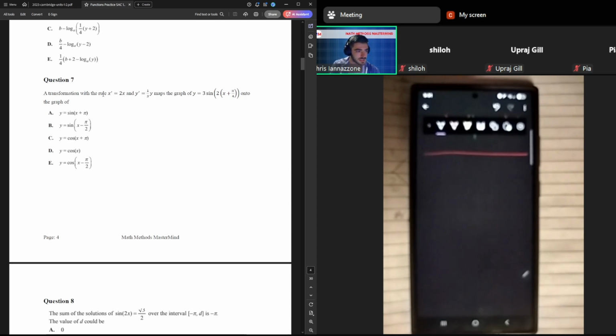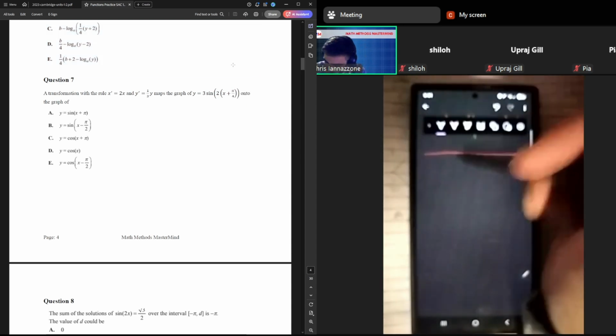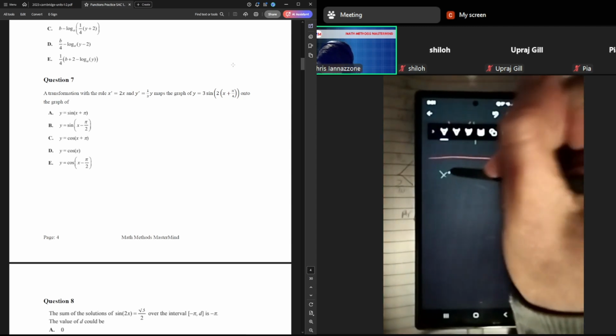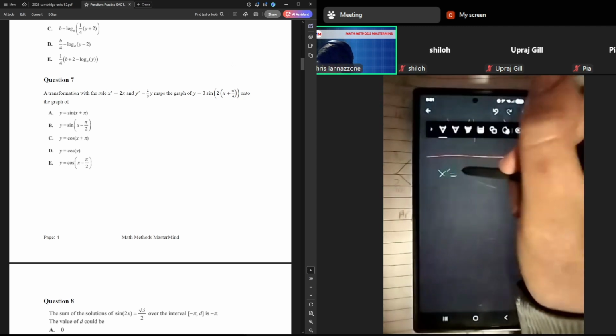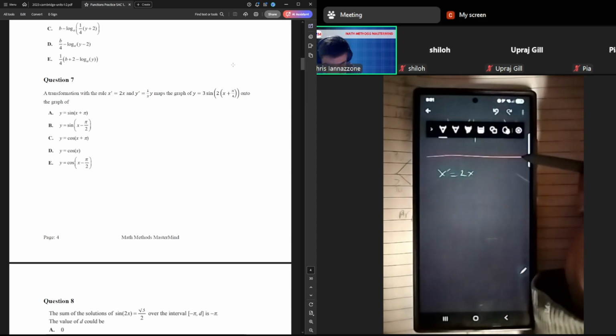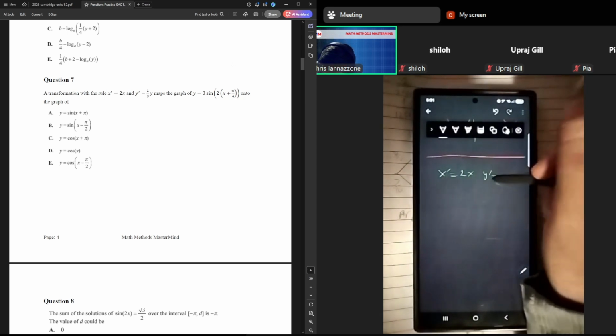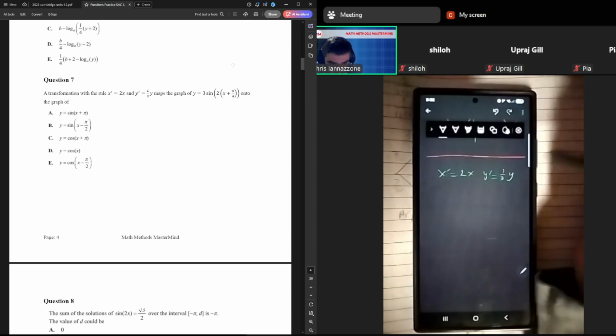So as far as how we actually apply these transformations, this x dash, y dash stuff, the first step is always to rearrange back in terms of x and y. Ultimately, we're trying to apply a transformation to a function. So to put it into that function, we first need to have it in terms of x and y. So we start out with our two possibilities there. X dash is 2x, and we have y dash is a third y.